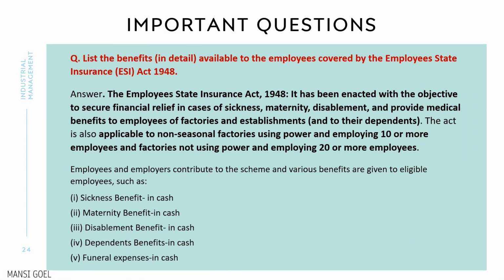Question. List the benefits, in detail, available to the employees covered by the Employees' State Insurance, ESI, Act 1948. Answer. The Employees' State Insurance Act, 1948, has been enacted with the objective to secure financial relief in cases of sickness, maternity, disablement, and provide medical benefits to employees of factories and establishments, and to their dependents. The Act is also applicable to non-seasonal factories using power and employing 10 or more employees and factories not using power and employing 20 or more employees.